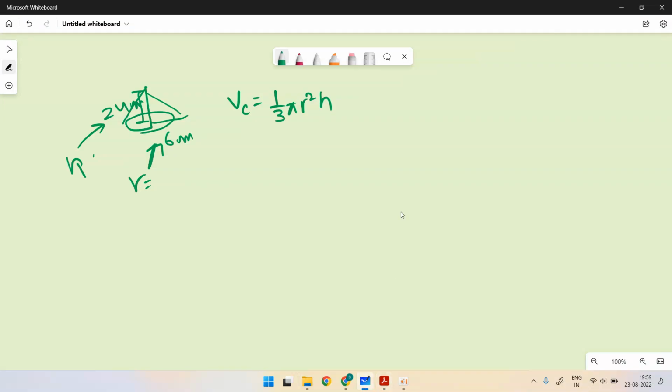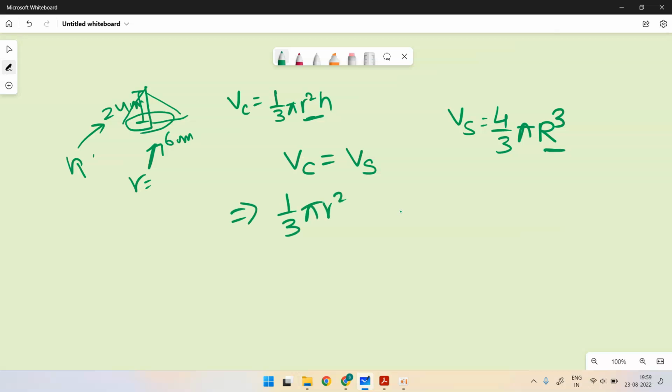a sphere. Now this volume of cone will be equal to volume of the sphere. And what is volume of sphere? We know that volume of sphere is 4 by 3 pi r cube. Remember to differentiate this r and this r. These are not same, which implies 1 by 3 pi r square h.